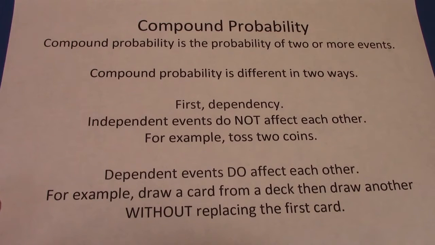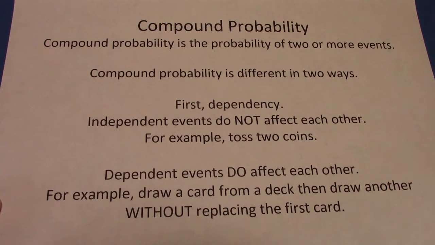So now let's talk about compound probability. It's the probability of 2 or more events, and it's different than simple probability in 2 ways. First, there's the issue of dependency. Independent events do not affect each other. Examples of independent events are like tossing 2 coins, throwing 2 dice, or drawing a card from each of 2 different decks of cards. In these examples, the probability of the second event won't change just because the first event happened. But dependent events do affect the outcomes of each other.